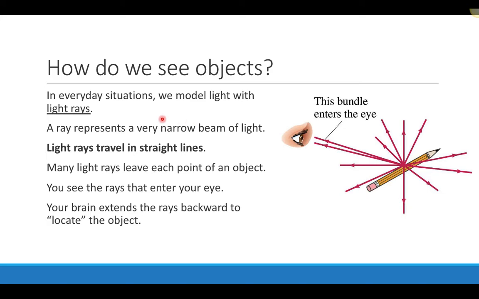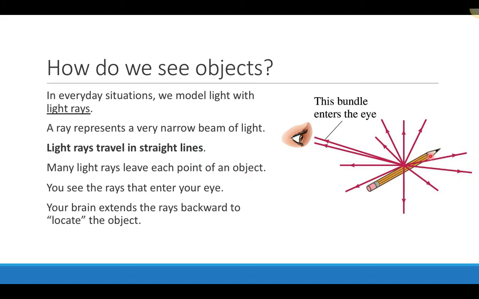So the way that we see objects is that we model light as rays of light. Those rays represent a very small beam of the light that is actually present. There are lots of rays present, and we just look at small bundles of rays. Light travels in straight lines, so it doesn't bend around different things, but it can reflect off surfaces and then travel in a different direction.